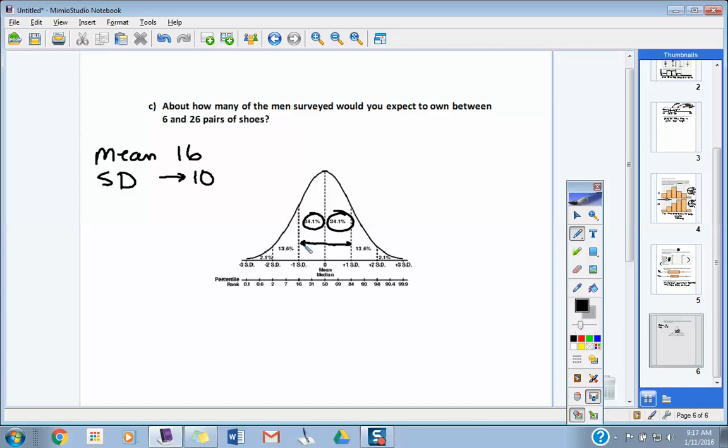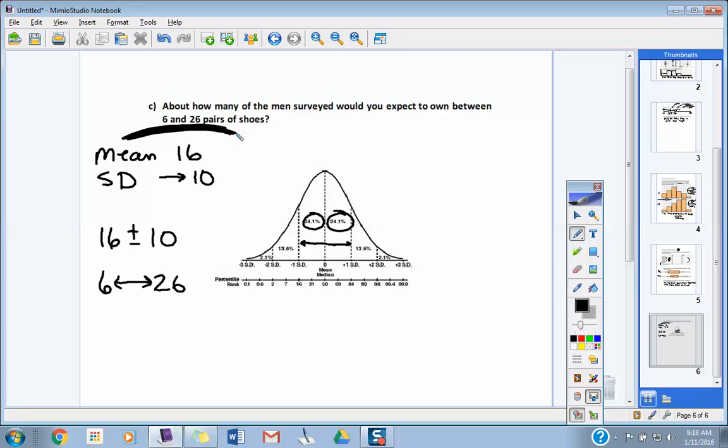Here's how you answer this question. Guys, the average for men, number of pairs of shoes they own, how many? 16. With a standard deviation of what? 10. This means what percent own from 16 plus or minus 10 shoes? What did you say 16 minus 10 was again? 6. What did you say 16 plus 10 was again? 26. Notice the question right here. It says how many people own between 6 and what?